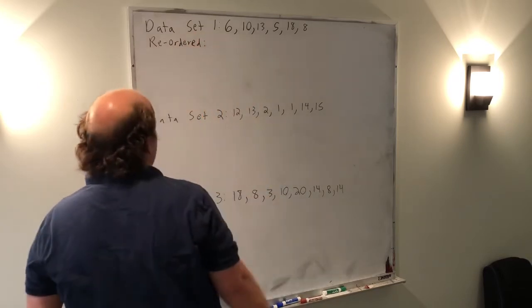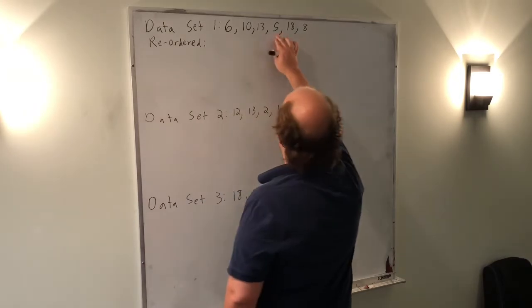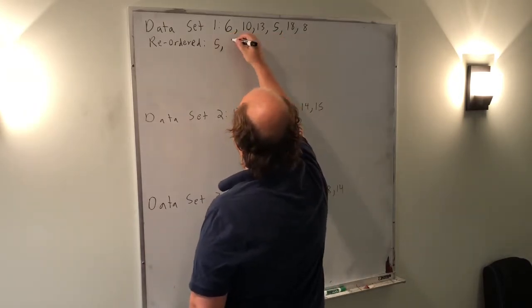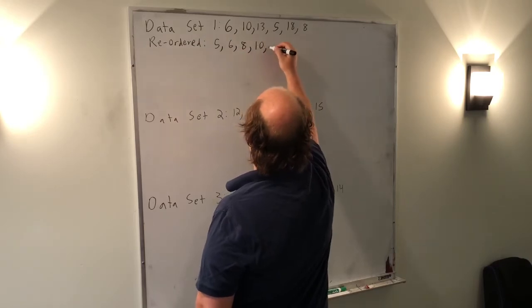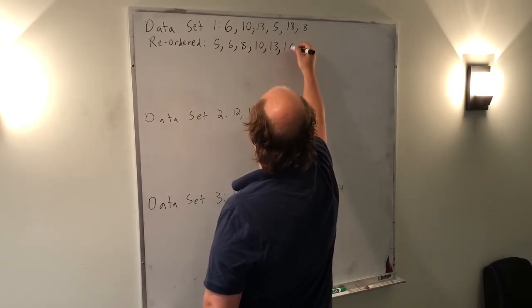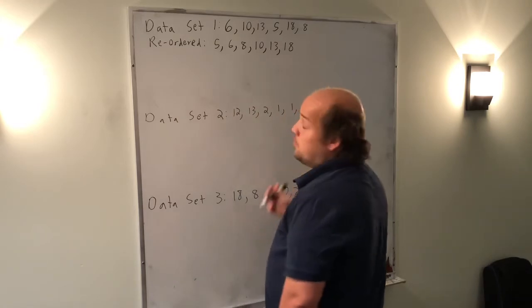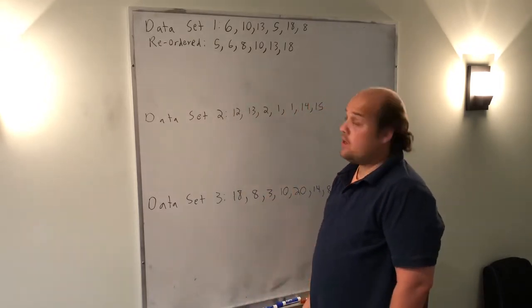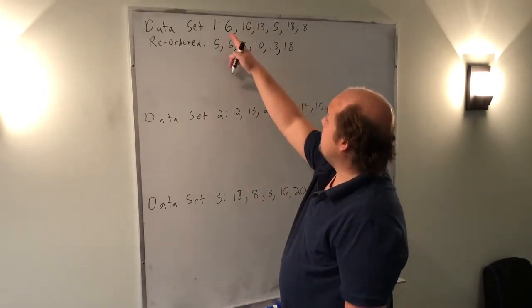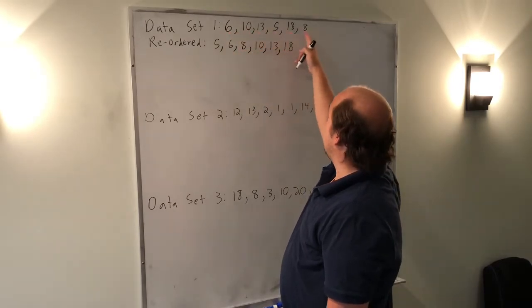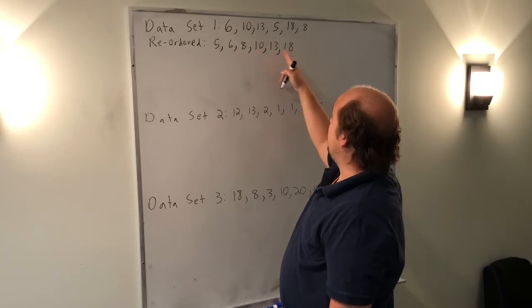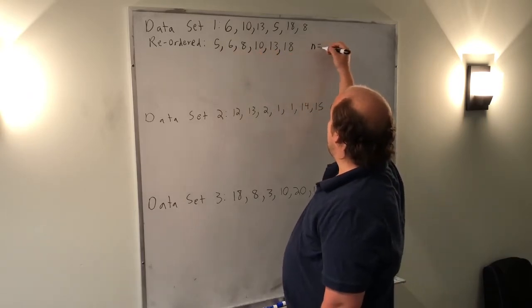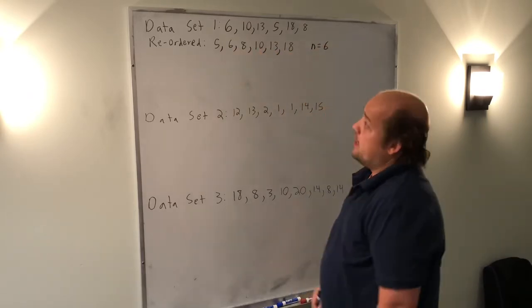So my reordered data set, I look across, I see the smallest number is 5, then 6, then 8, then 10, then 13, then 18. At this point, I always like to double check that I have all the numbers I'm supposed to have. So in the original data set, I had 1, 2, 3, 4, 5, 6 points. In the reordered data set, I have 1, 2, 3, 4, 5, 6. I'm then also going to note n equals 6 when I do that check.